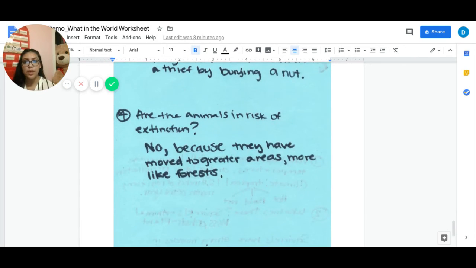Number 4, are the animals in risk of extinction? No, because they have moved to greater areas where they're more like forests. So that means they live in more places with trees where they can be able to climb and they get to eat and find their food.